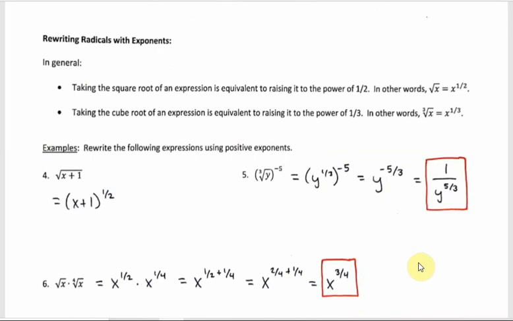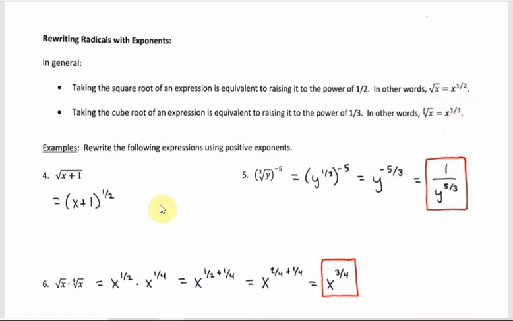Another thing that comes in handy, and this is probably also kind of a review topic, is how to rewrite radicals with exponents. Basically how to go back and forth between radical notation and exponent notation. So like how the square root is the same thing as raising x to the 1/2, or the cube root is the same thing as raising x to the 1/3.